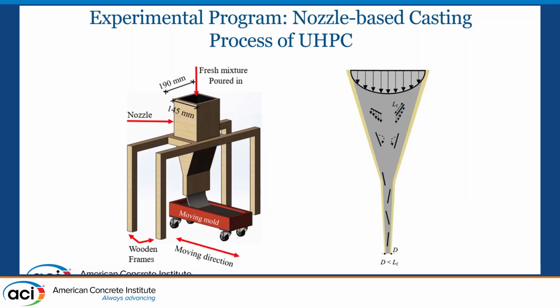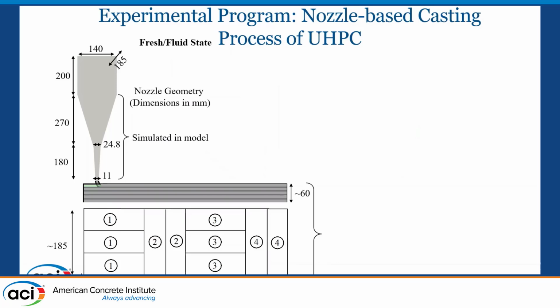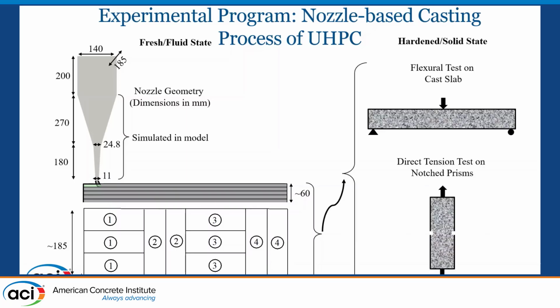So we wanted to see what we get experimentally. The experimental work was done by casting this slab first. One test was a 3-point bending test on this cast slab. We also took different parts of this slab, for example along the print path and perpendicular to the print path, and we did direct tension tests on the notched prisms. So that's the experimental part we have.